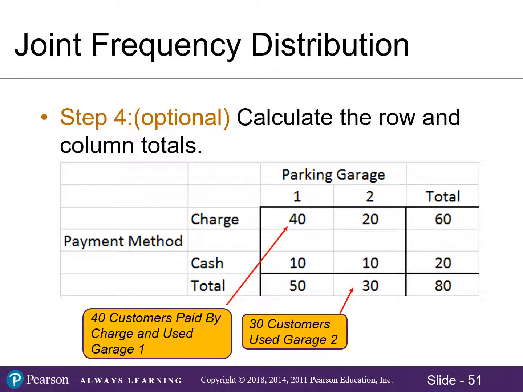So what you might notice is, oh yeah, overwhelmingly, people used parking garage number 1 and charged. Yeah, good times. Or you could look at this and be like, out of everyone who went parking, half of them used parking garage number 1 and charged. Good times.